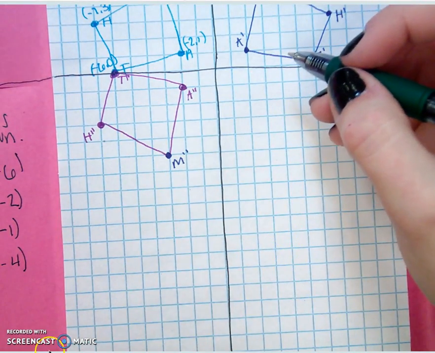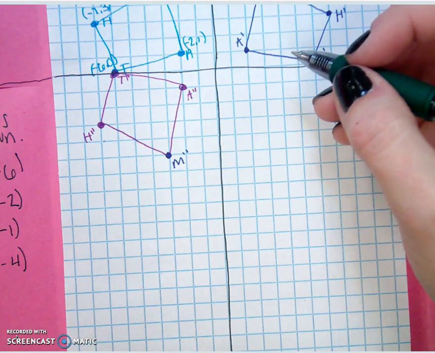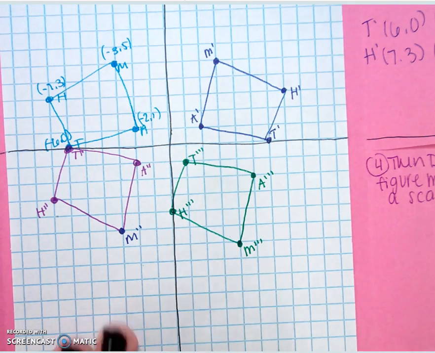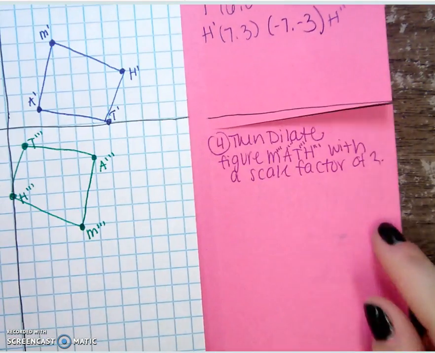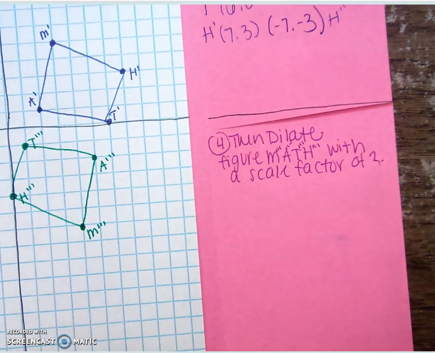And then graph them. I'm going to pause it and then graph it because we're running out of time, so you can pause me and graph it. Make sure you double check your graph. And then the last thing that we're going to do is dilate this with a scale factor of 2.